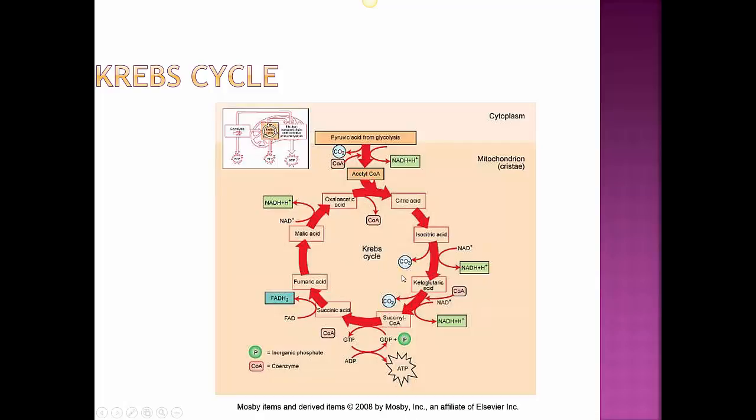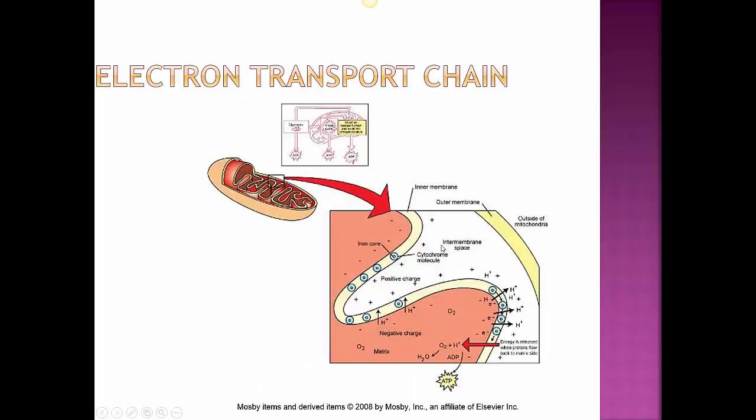Some of the byproducts given off are going to be lactic acid. Other byproducts that come off of this are going to be carbon dioxide. What happens with the electron transport chain is you've got these different hydrogen molecules out here with a positive charge. There's a negative charge on the inner core.